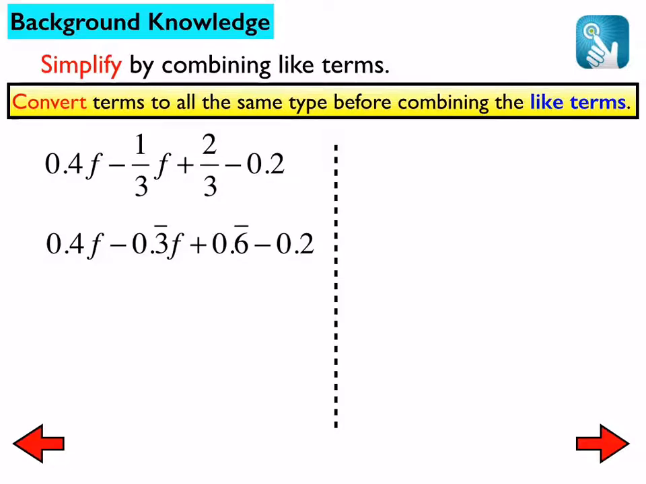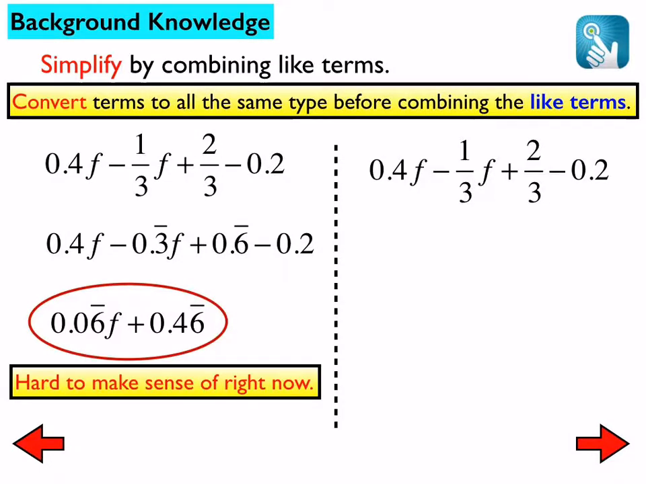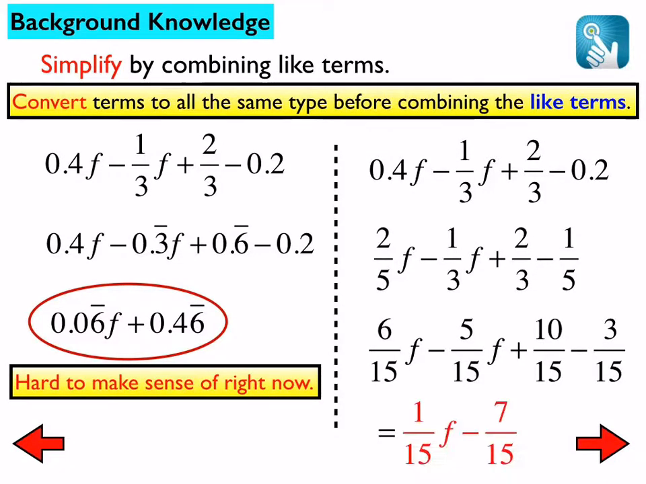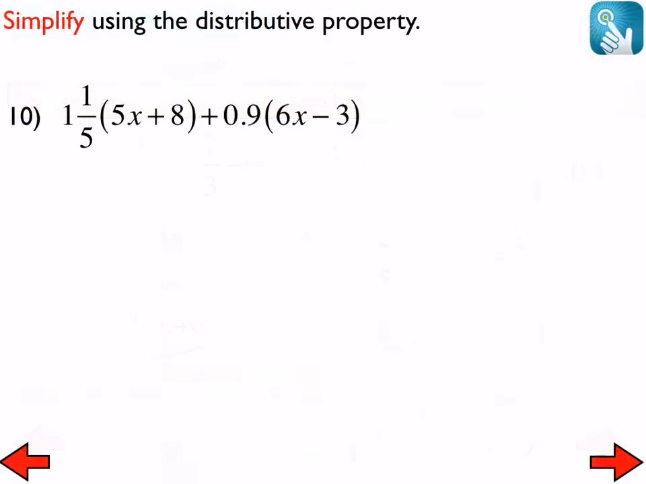It can be done. It's just that I have found from experience more students have problems with that than they would if they had converted that same problem to fractions, because then you're just finding common denominators and doing all of that stuff. But you know, we've seen this problem before. 1/15 f minus 7/15 is equivalent to 0.06 repeating f plus 0.46 repeating.